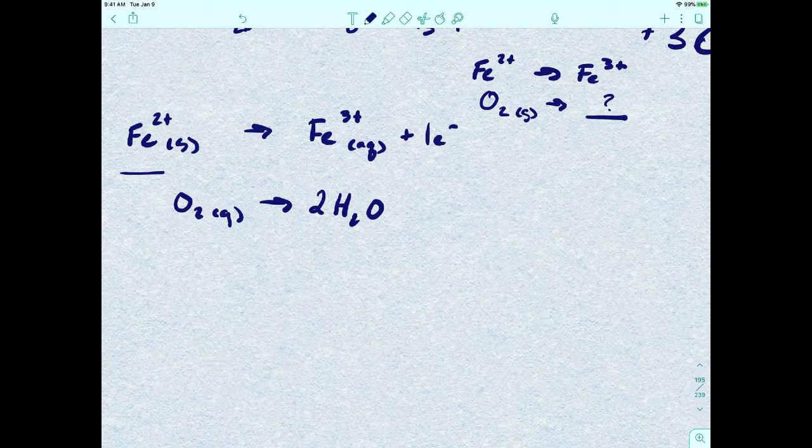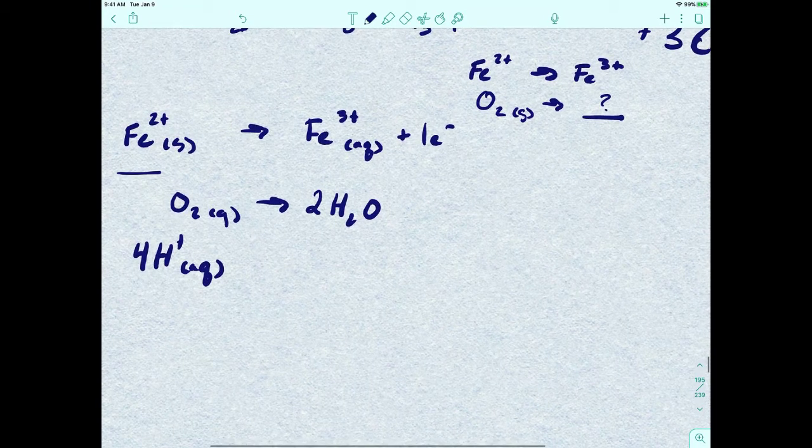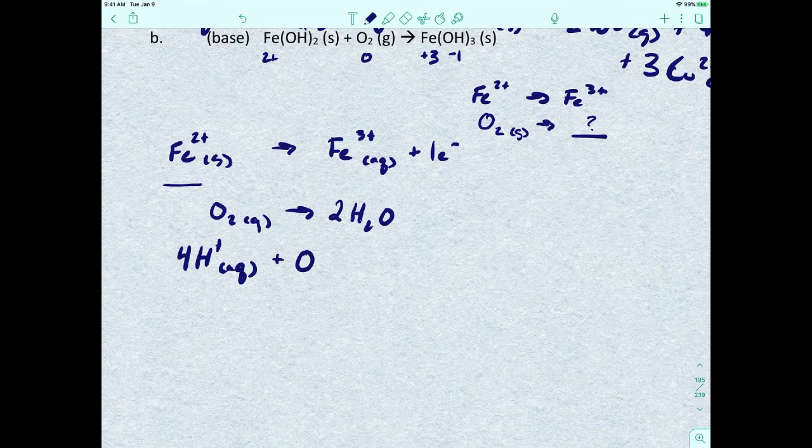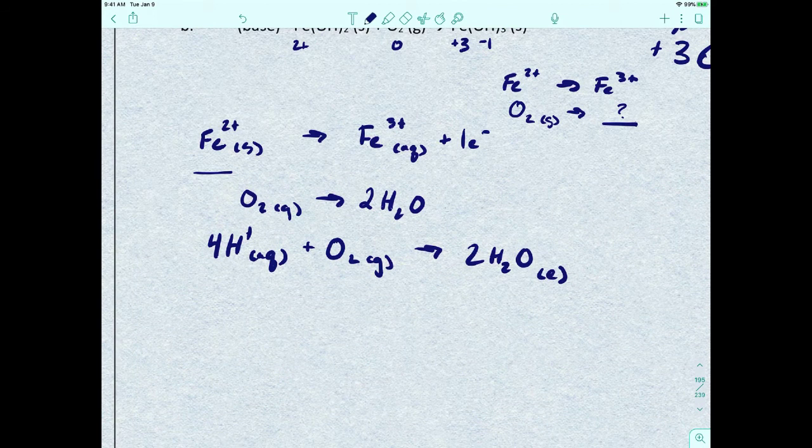Now, we added 2 waters, so we got the oxygens right, but the number of hydrogens is not right. So we've added 4 hydrogens to the right, and we're going to have to add 4 H plus to the left. So 4 H plus plus O2 yields 2 H2O. All right, now, since it's basic, for every H plus we add, we've got to add OH minus. So let's do that. So 4 OH minus on both sides.